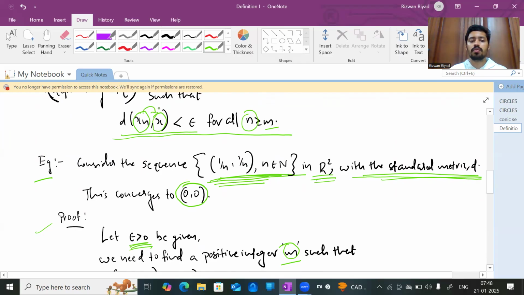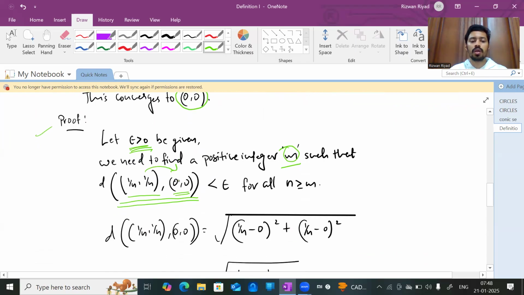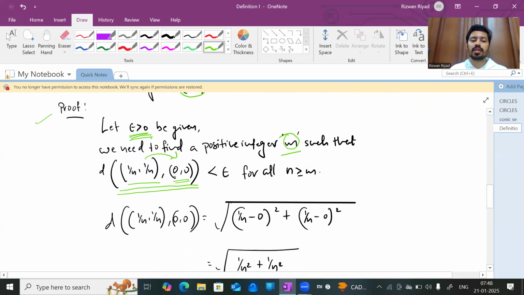Here xn is converging to x; here (1/n, 1/n) is converging to (0, 0). So this is simply the distance between xn and x. It will be less than this epsilon that we have taken here, for all n greater than or equal to that particular positive integer m. You have to prove this. This will happen if you take epsilon as any positive real number. You will always find a positive integer m such that this happens.